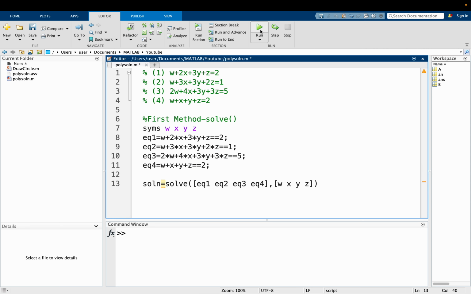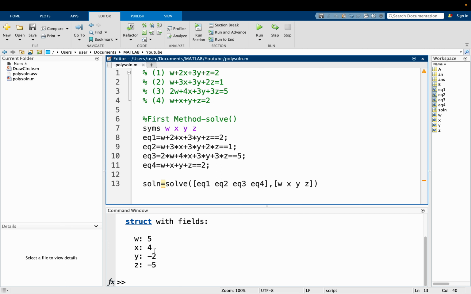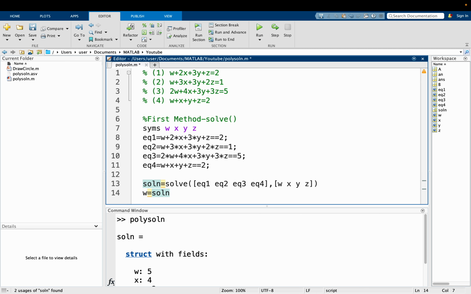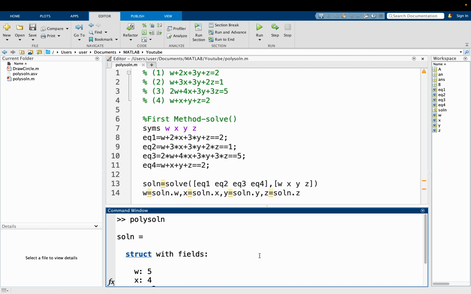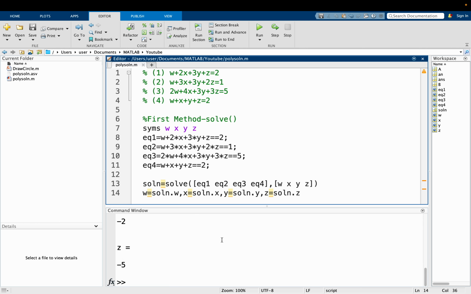Let me run my m file. After running it, as you can see, I have solution equal to a struct with my variables w, x, y, and z, and the solutions are 5, 4, -2, and -5 respectively. You can get them individually by defining w is equal to soln.w. If I run it, you'll see that I have w is 5, x is 4, y is -2, and z is -5.